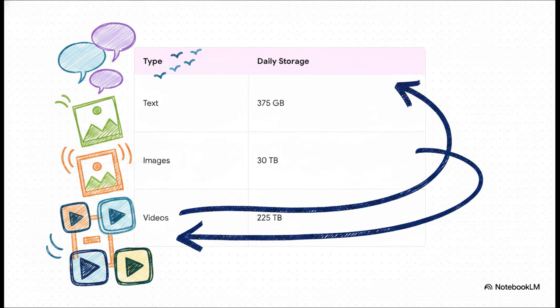Let's methodically walk through the daily storage math. First up, the text. 1.5 billion tweets at 250 bytes each equals 375 gigabytes. Honestly, not too bad. Next, images. 10% of 1.5 billion is 150 million images at 200 kilobytes each, yielding 30 terabytes. Finally, the heavy hitter, video. 5% of 1.5 billion is 75 million videos at 3 megabytes each, resulting in a whopping 225 terabytes. Adding 375 gigabytes plus 30 terabytes plus 225 terabytes gives us a daily storage requirement of roughly 255 terabytes. Notice how video utterly dominates the footprint here.